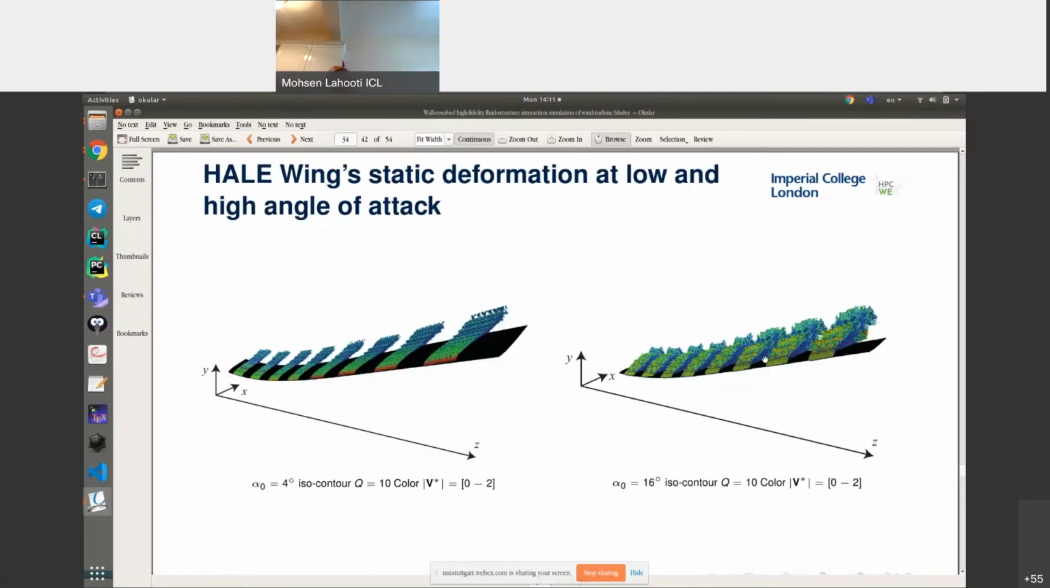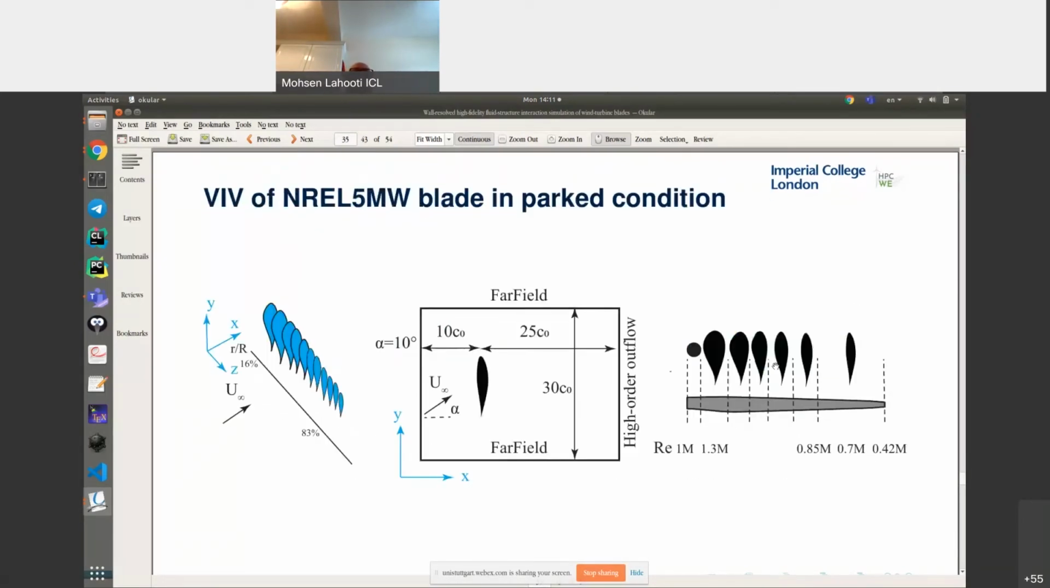This simulation is not possible using the conventional potential-based approach, because they cannot accurately calculate the forces on the structure.